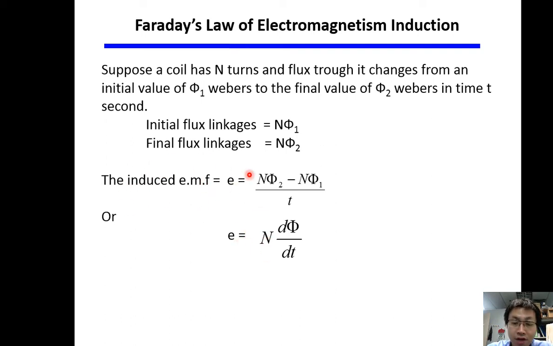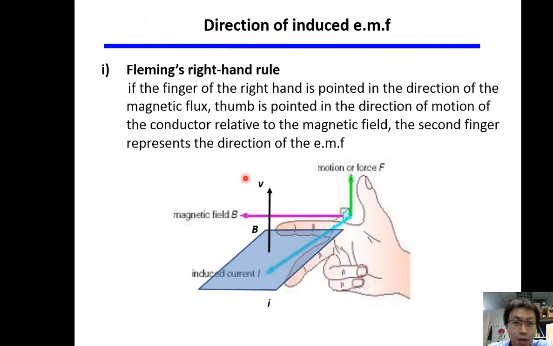So E equals, we factorize, N d phi over dt. d phi means the difference, phi 2 minus phi 1, and dt is the difference of the time. So this is the equation of Faraday's first law and second law. And then, where's the direction of the induced EMF? We use Fleming's right hand rule.